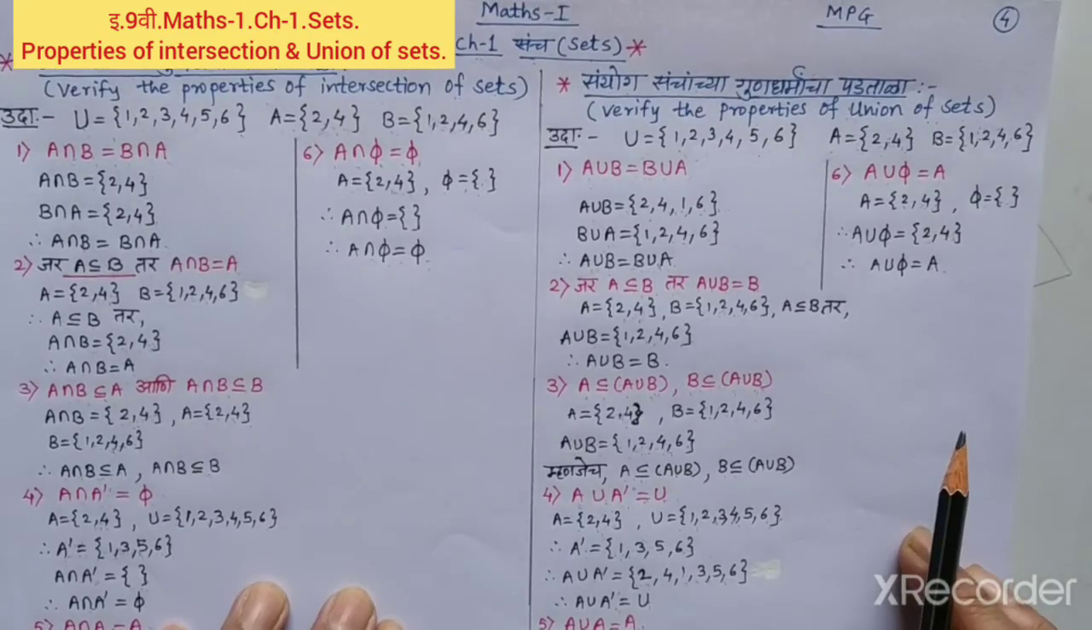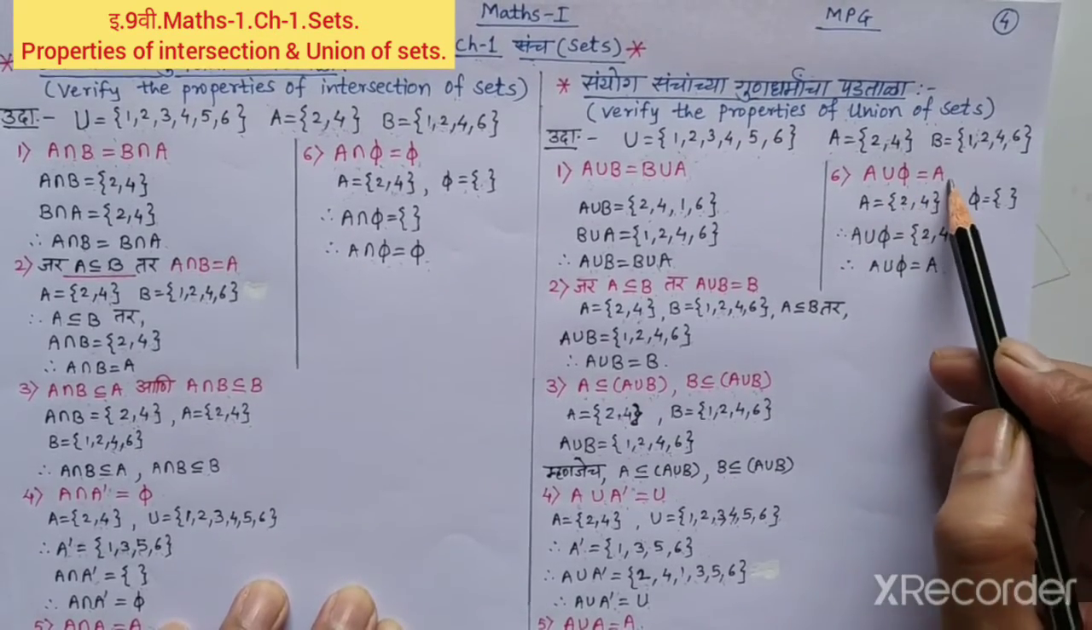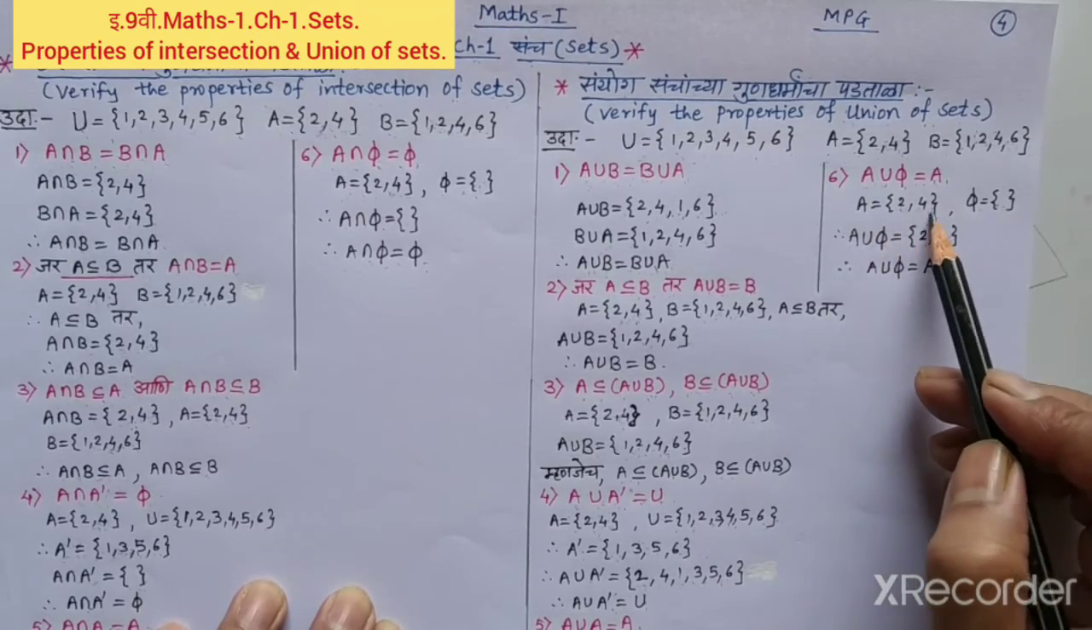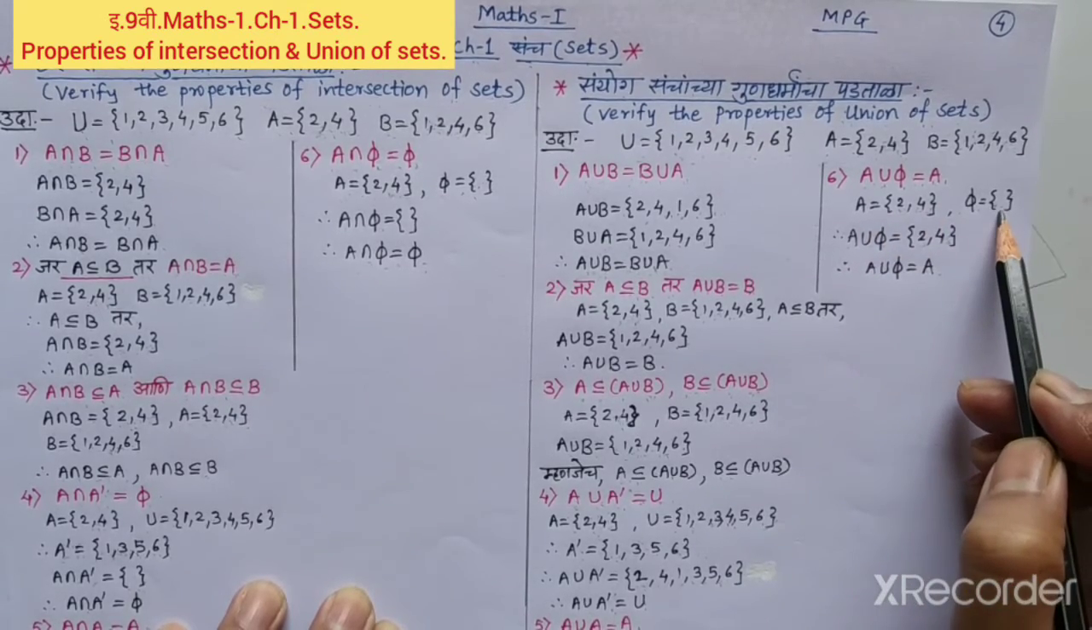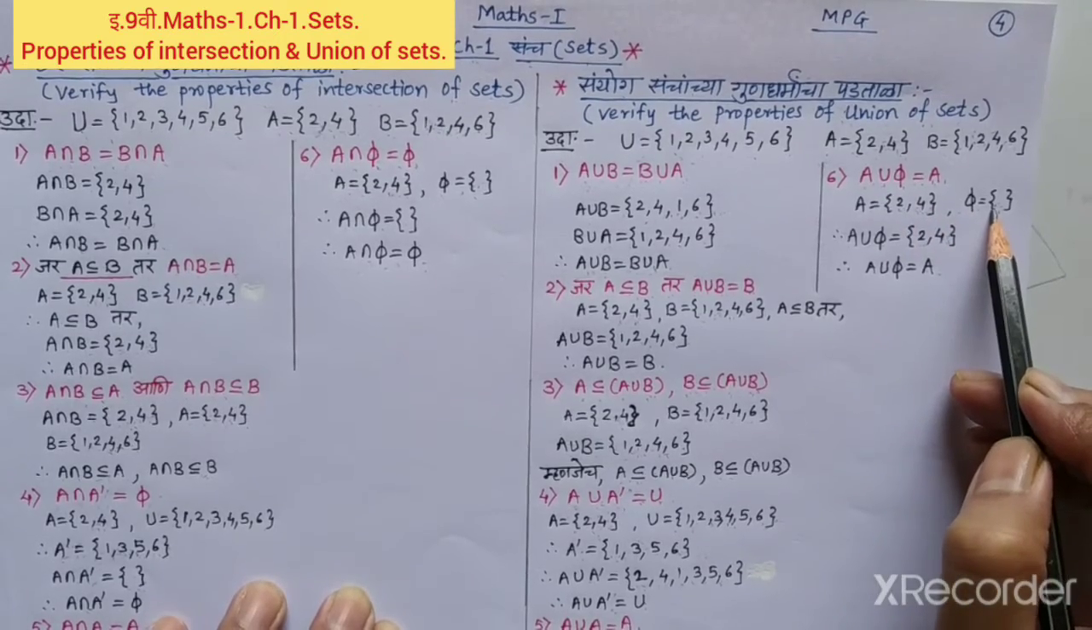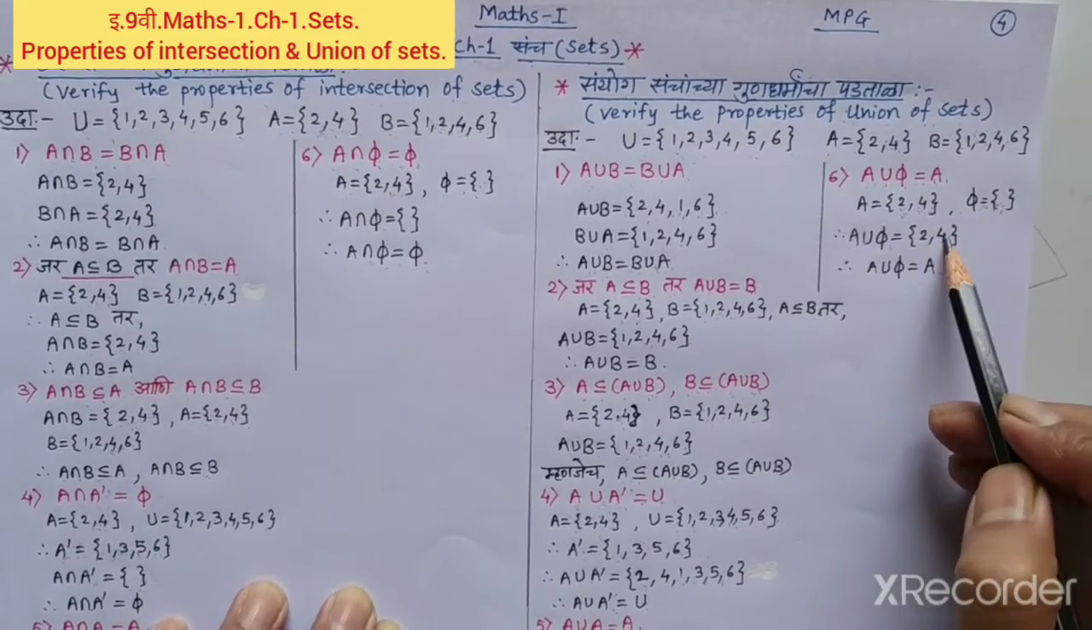And the last property, A union phi is equal to A. To verify this property, consider A is equal to 2, 4 and phi means this is empty set, and take the union of these two sets. Union means we have to write all the elements of both the sets in the union.